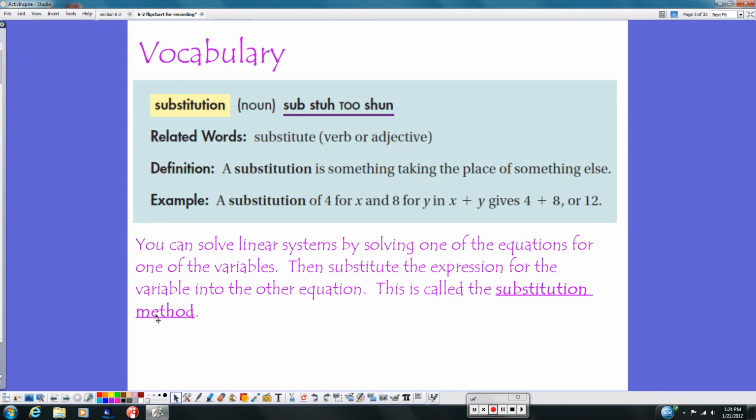Our vocabulary word for the day is substitution. In general, a substitution is something that takes the place of something else. We are going to focus more on this definition down here. We can solve linear systems by solving one of the equations for one of the variables. Then you substitute the expression for the variable into the other equation. This is called the substitution method.